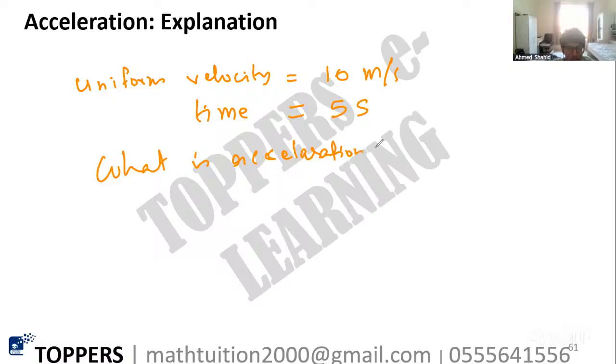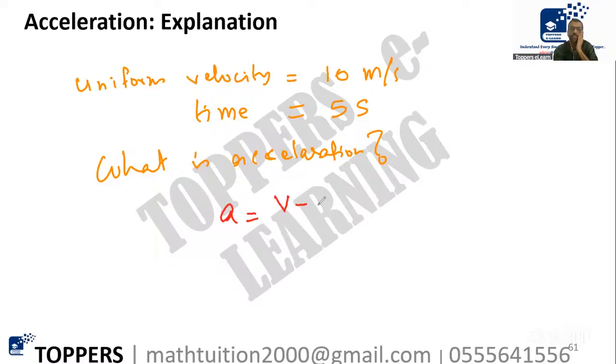Anyone do it and send the answer by chat. You have to find acceleration. How will you find it? Acceleration equals final velocity minus initial velocity, divided by time. Since it is uniform velocity, final velocity will be 10 and initial velocity also will be 10. Time is 5. The change in velocity is not there; it is 0.